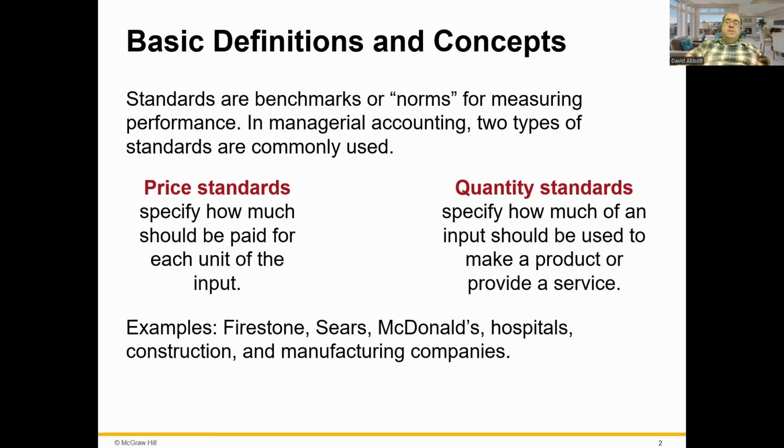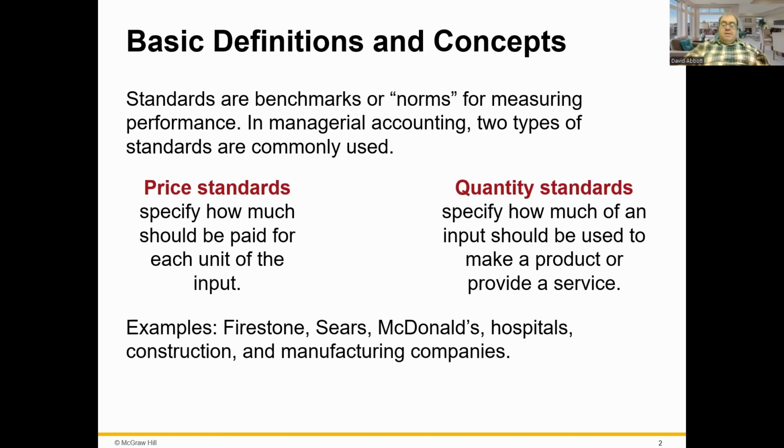So, standard costs: setting the stage. Just some basic definitions and concepts. A standard is a benchmark for measuring performance. In managerial accounting, two types of standards are commonly used by manufacturing, service, food, and not-for-profit organizations.